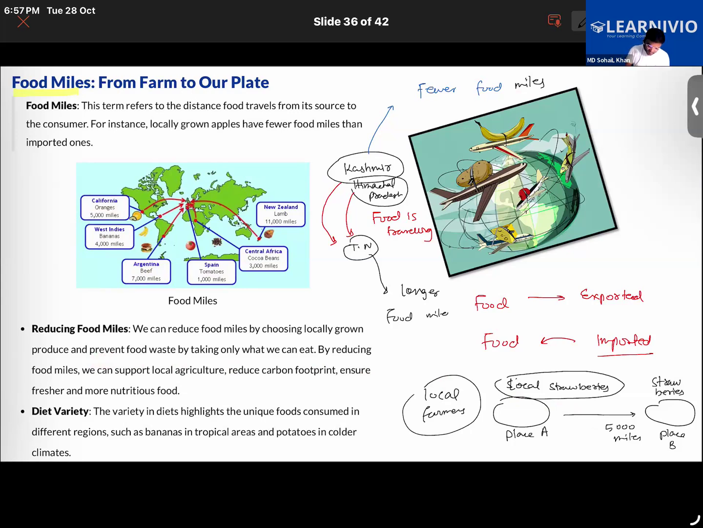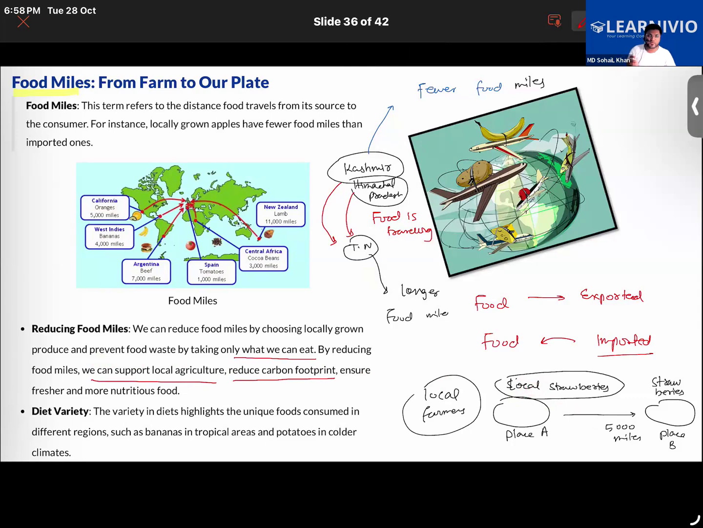We should try to promote the locally grown food items, and we should only take what we can eat. So by reducing the food miles, we can support the local agriculture, we can reduce the carbon footprint, which basically means that we can reduce the emission of carbon dioxide gases. So that will ensure that the food which we are eating is fresher also and more nutritious.